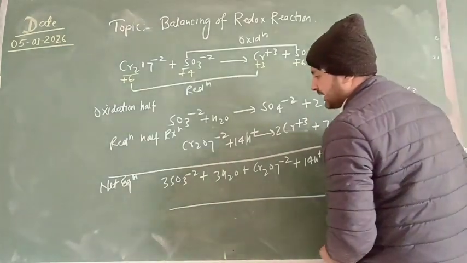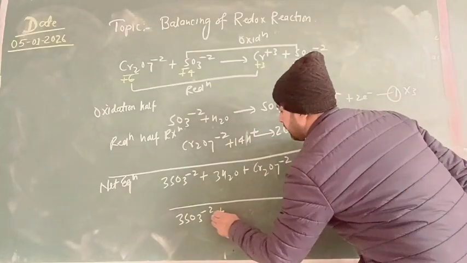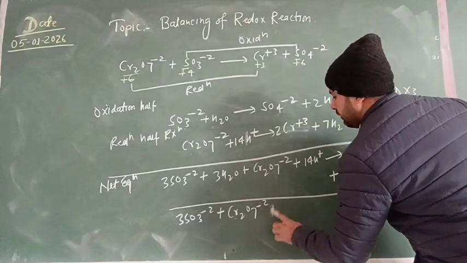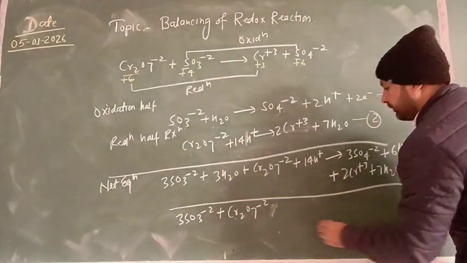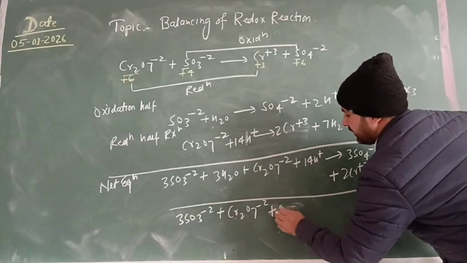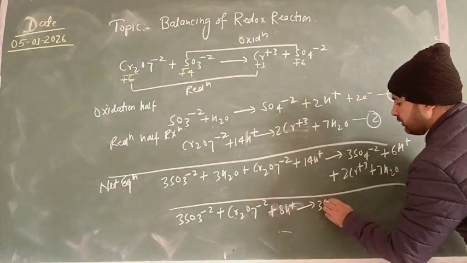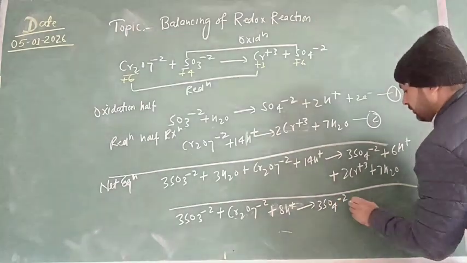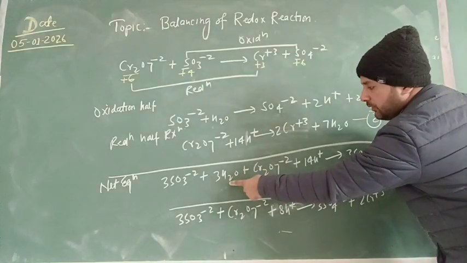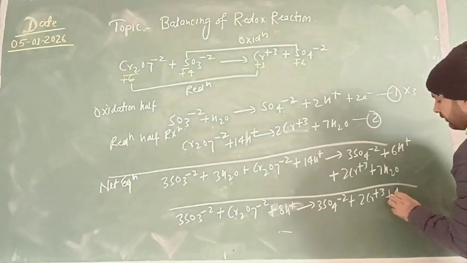So after transposition, we can write 3 SO3 minus 2 plus Cr2O7 minus 2 and 14 H plus, after subtracting 6, it will give 8 H plus. Okay, after putting the arrow, 3 SO4 minus 2 plus 2 Cr plus 3, and when 3 water molecules are shifted to the right hand side, after subtraction it will become 4 water molecules.